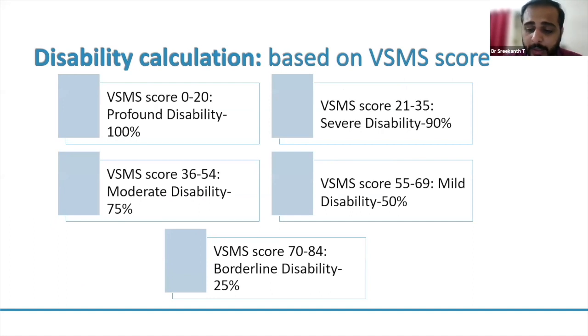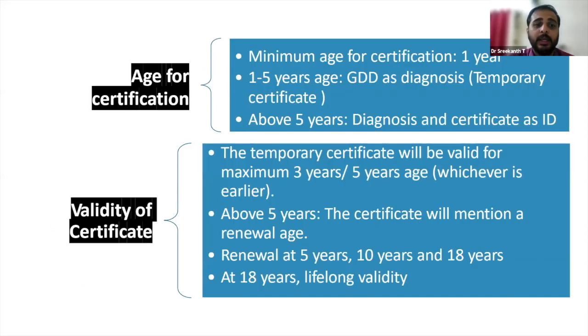There is a cutoff and other things. I'm not going into detail of each thing. The minimum age of certification is 1 year. For any child less than 5 years, we will not diagnose IDD. We will provide a temporary certificate saying global developmental delay. And above 5 years, we will give diagnosis and certification. For validity, for less than 5 years or 3 years, whichever is earlier, we'll provide a temporary certificate. And above 5 years, the certificate will mention a renewal age. Every child with IDD has to renew their certification at the age of 5 and at the age of 10. After 18, the certificate will be permanently valid.